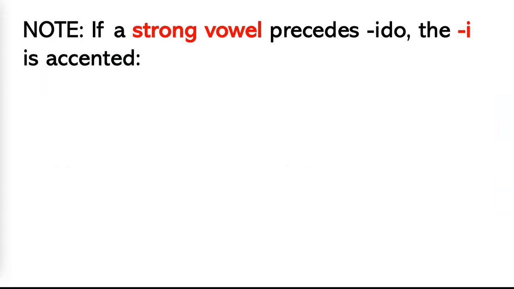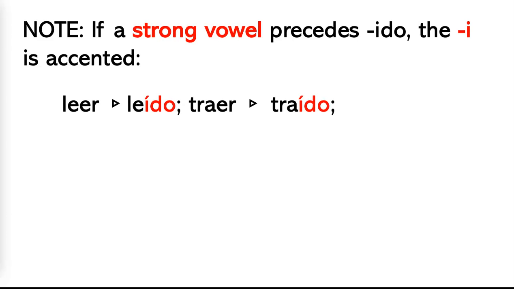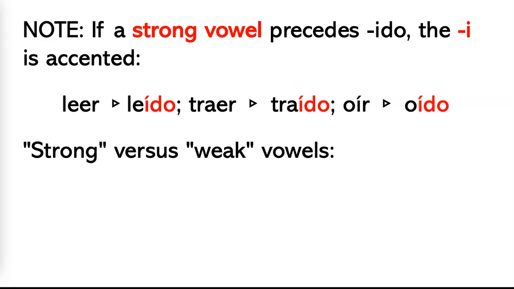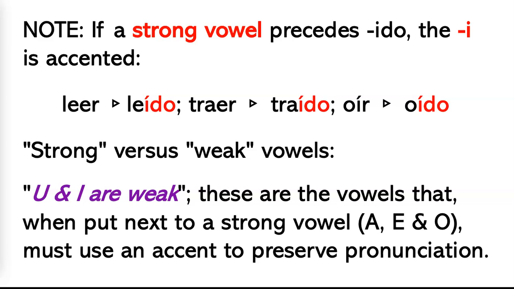Note with regard to spelling, if a strong vowel precedes ido, the I in ido will be accented. Leer becomes leído, traer becomes traído, and oír becomes oído. Strong versus weak vowels, what are they? U and I are weak. These are the vowels that, when put next to a strong vowel, which would be A, E, and O, must use an accent to preserve pronunciation.